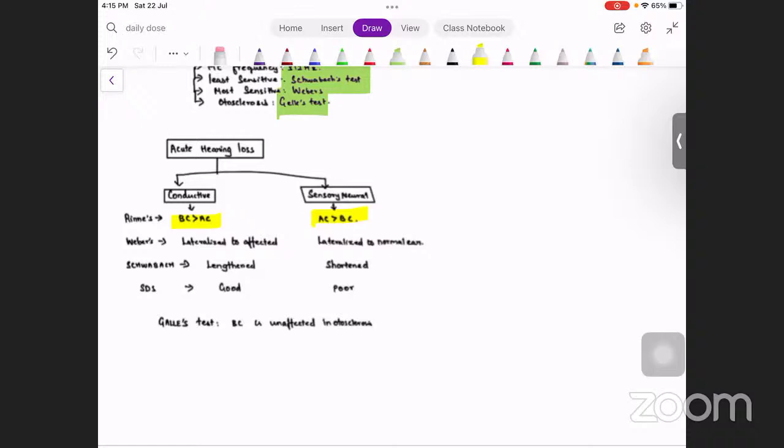Apart from that, you have Weber's test, lateralized to the affected ear in the case of conductive hearing loss, and lateralized to the normal ear in sensorineural hearing loss. Schwabach is lengthened in conductive and shortened in sensorineural. And apart from that, you have SDS, which is good in conductive and poor in sensorineural. Okay, then you have Gelle's test. Bone conduction is unaffected in otosclerosis.